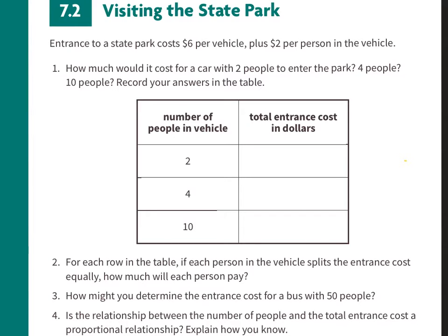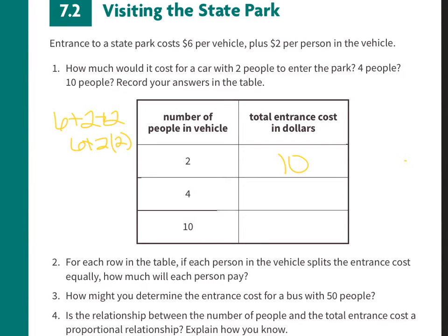So, $6 for the car, plus 2, right? There's 2 people in the car, so 6 plus 2 is 8. 8 plus 2 more is 10. So it's going to cost $10, okay? Or we could have gone 6 plus 2 times 2, and 4 plus 6 is still 10.